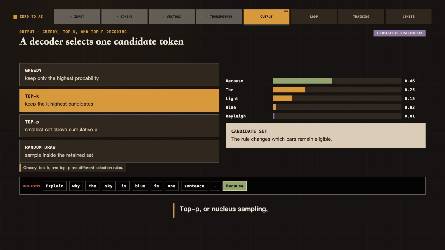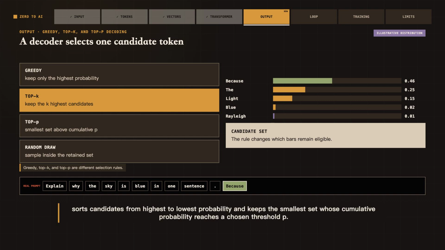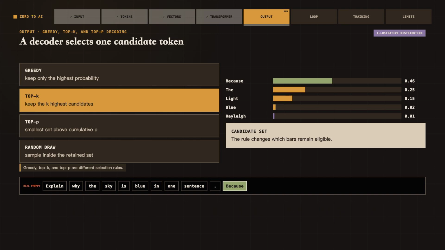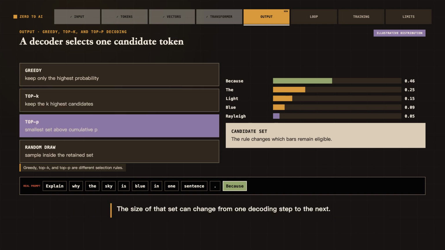Top P, or nucleus sampling, sorts candidates from highest to lowest probability and keeps the smallest set whose cumulative probability reaches a chosen threshold P. The size of that set can change from one decoding step to the next. Production systems can add repetition penalties, token bans, grammar constraints, safety controls, or proprietary decoding logic.